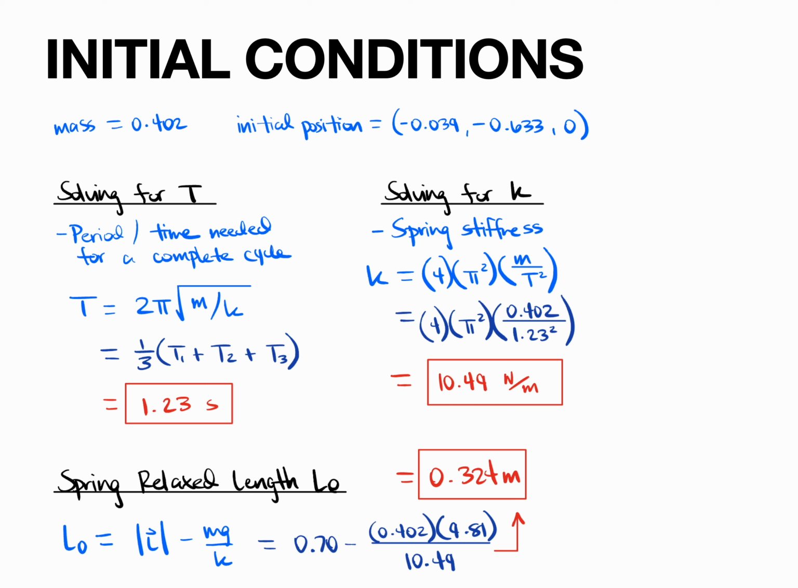and then that gives you a period of 1.23 seconds. And then solving for k, the spring stiffness, this was the formula I came up with for that. Plugging in all of the values, your mass and then the period squared, the result that you get in this case is 10.49. And then finally the spring relaxed length L naught, plugging in all the values into this formula that I came up with, you get 0.324 meters.